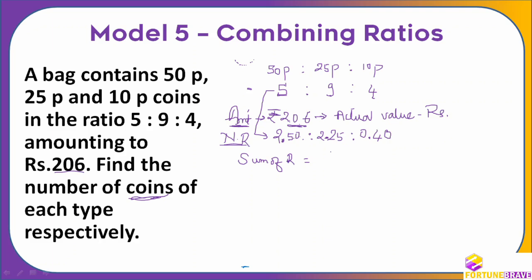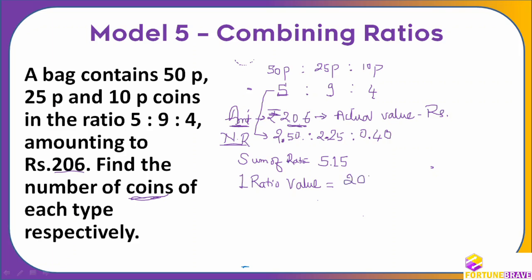575. No, this is 475 and that is 5.25, right? 5.15, sorry, 5.15. So now once we know the ratio sum is 5.15, we have to find out one ratio value. How do I find one ratio value? By dividing actual value with the ratio value.